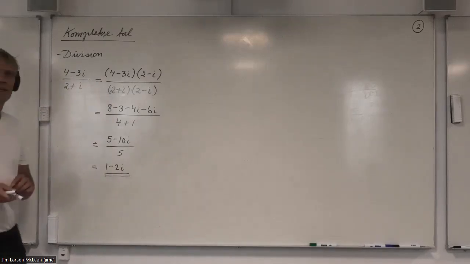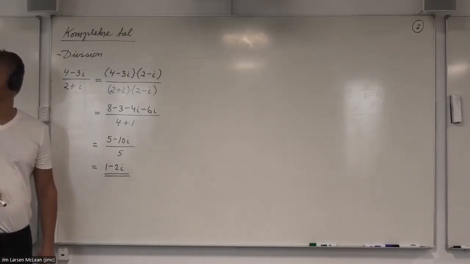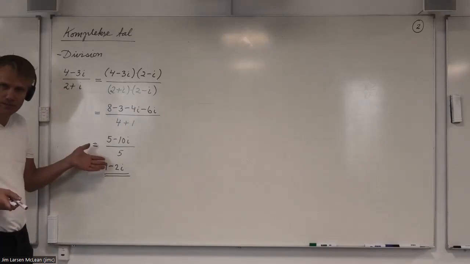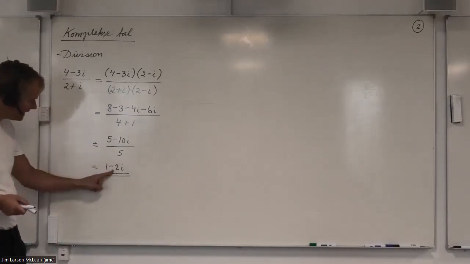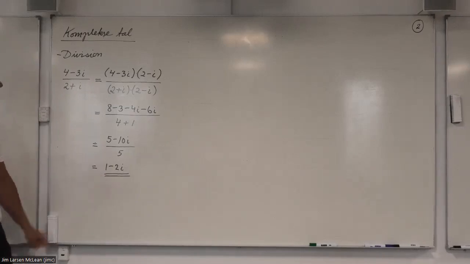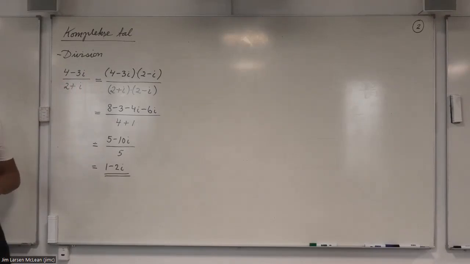So when you're dealing with complex numbers, the important thing is to pause and think: what have I actually done? Because if you just calculated it, then you're just a trained chicken that just does what it's told. But you need to pause and think, what kind of number is this? 1 minus 2i. That's the complex number that, when multiplied by 2 plus i, gives 4 minus 3i.